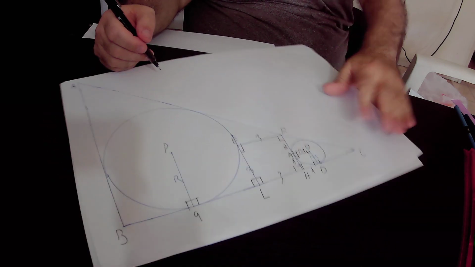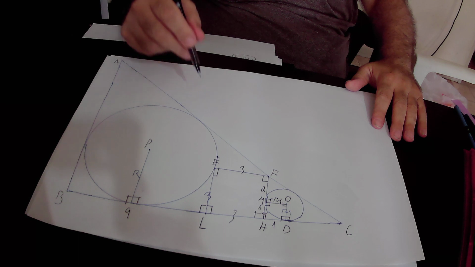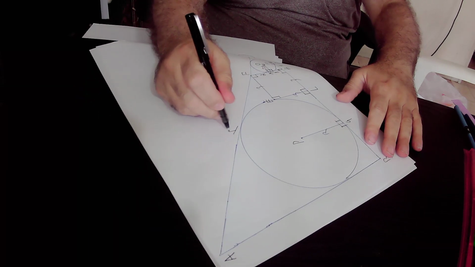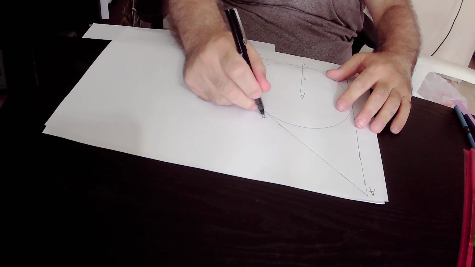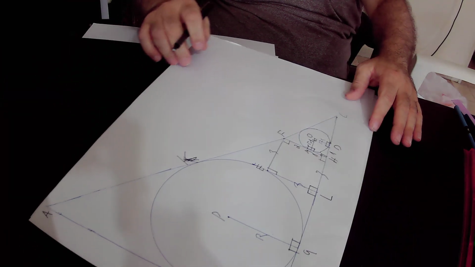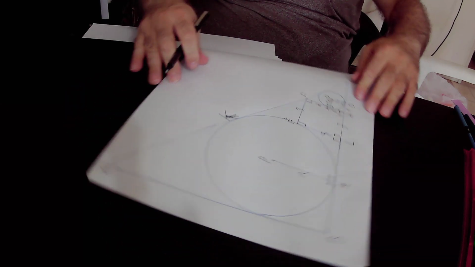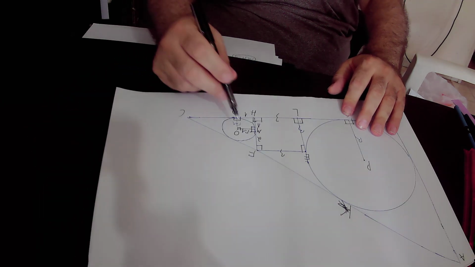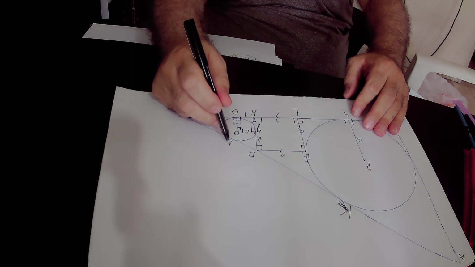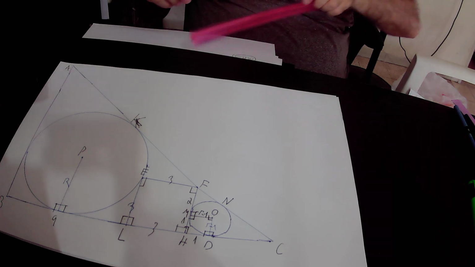So here we will define the point of tangency of tangent AC with the big circle as K. And we will define the point of tangency of tangent FC with the small circle as N. In the next step, I will present to you rule number 2.